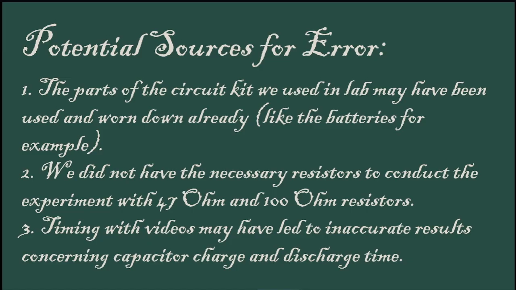Potential sources for error. Number 1. The parts of the circuit kit we used in lab may have been used and worn down already, like the batteries for example. Number 2. We did not have the necessary resistors to conduct the experiment with 47 ohm and 100 ohm resistors. And number 3. Timing with videos may have led to inaccurate results concerning capacitor charge and discharge time.